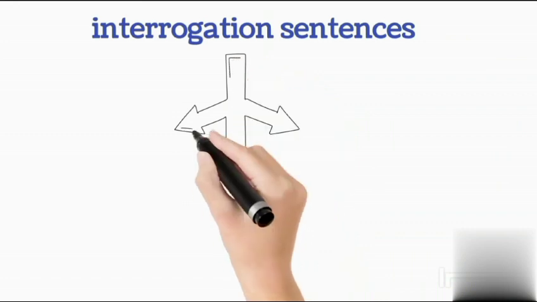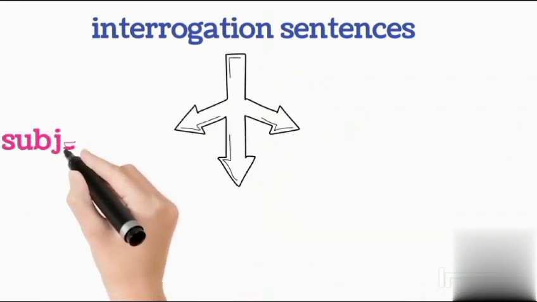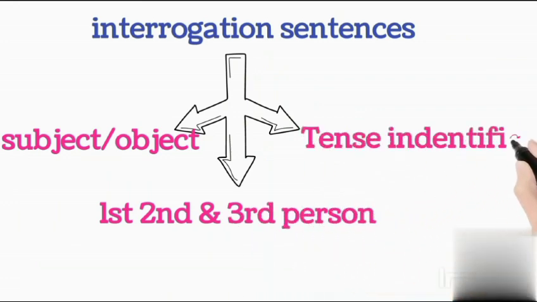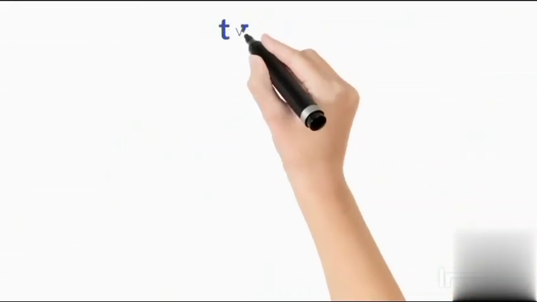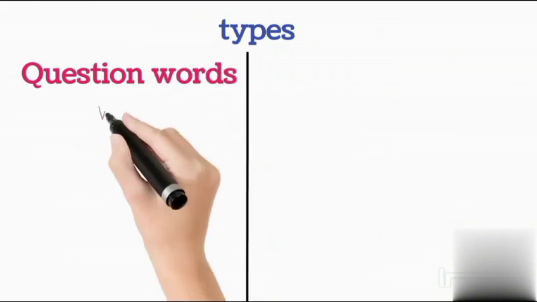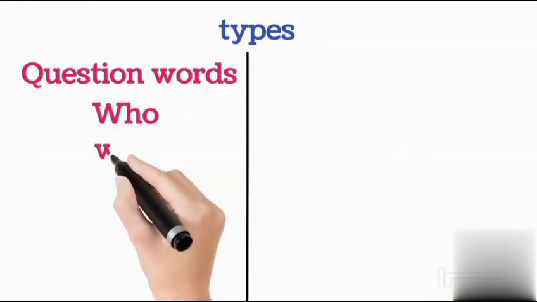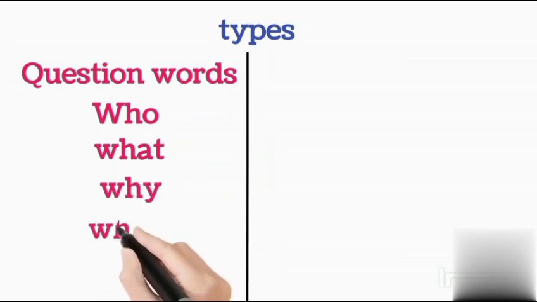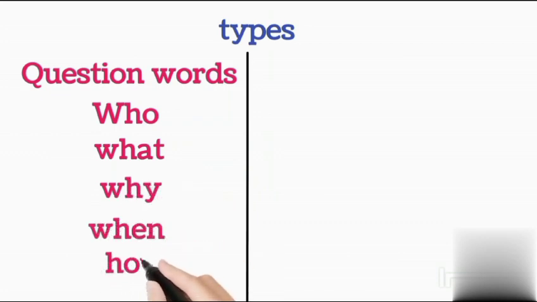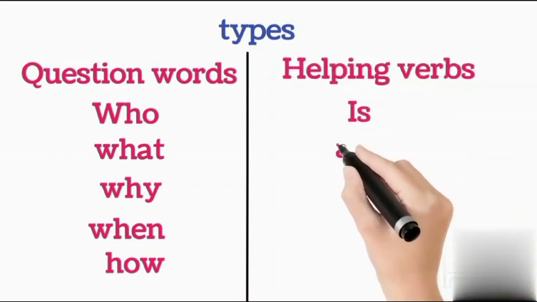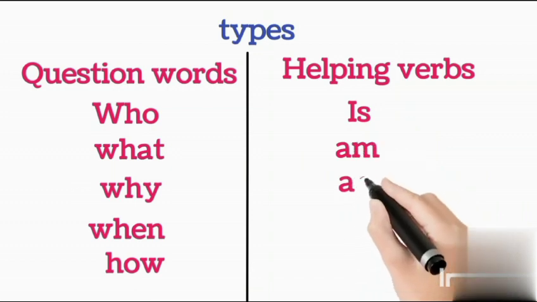Interrogative sentences. But there is a need to understand the structure first of all. There are two basic categories. Some start with question words, for example, who, what, why, where, when, how. And a few sentences start with a helping verb: is, am, are.